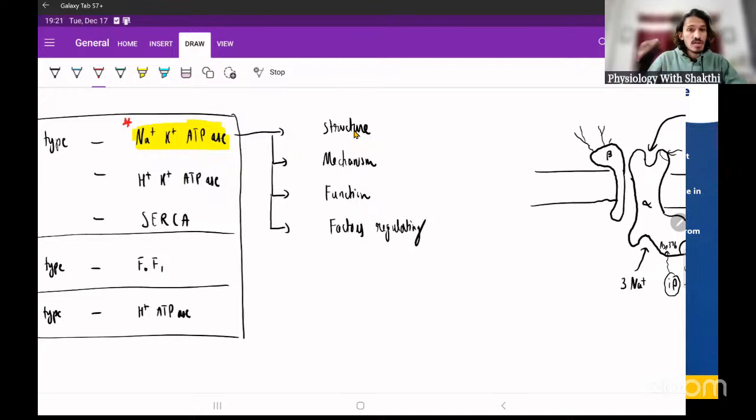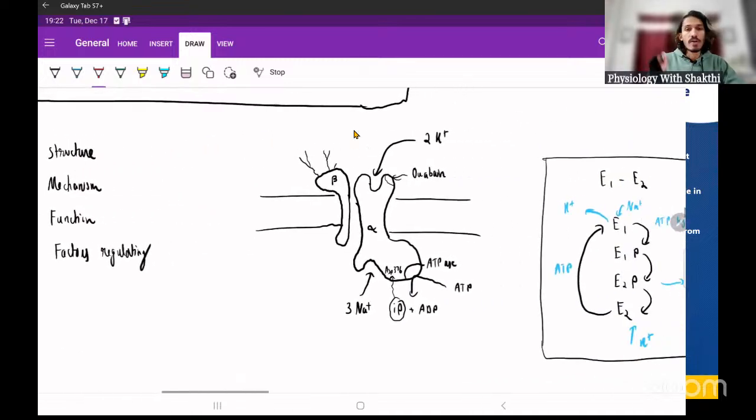Okay, that's how sodium potassium ATPase is very important. And these are various headings you have to cover it under. Again, structure, what is the mechanism, what is the function, what are the factors regulating. So in structure, you have to draw two subunits, an alpha subunit and a beta subunit like this. Okay, we draw alpha subunit, we draw beta subunit.